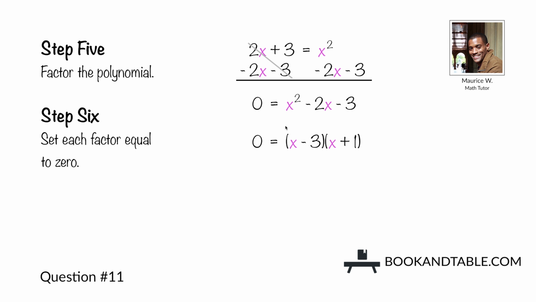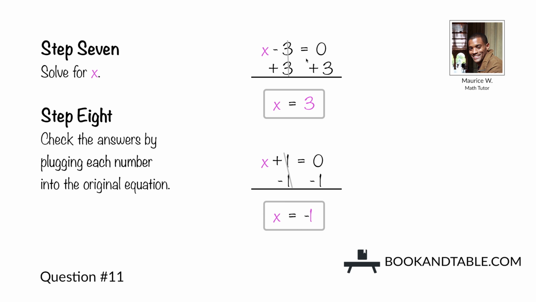So we factor the polynomial by taking those values, -3 and +1, and adding them to x inside a pair of parentheses. So once we complete step 5, factor the polynomial, we have 0 is equal to x minus 3 times x plus 1. And now we set each of these factors equal to 0. And now we solve for x.